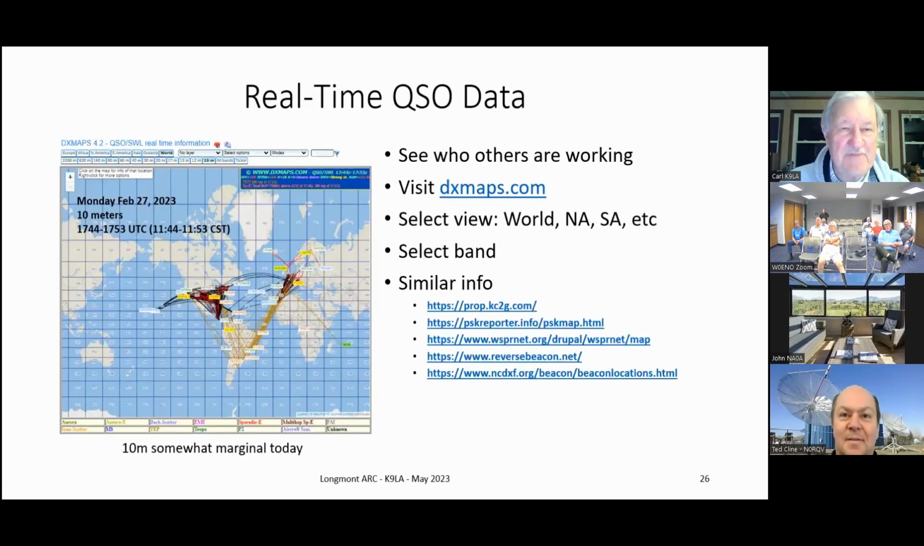Now, you don't have to worry about all that stuff. The easiest thing to do is just go look at some real-time QSO data. This is dxmaps.com. You can select a view. I selected a world view. You can select a band. I selected 10 meters. This was from February 27th of this year.